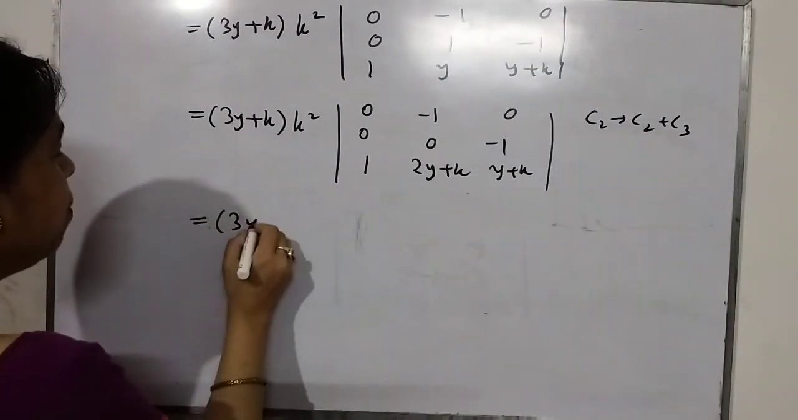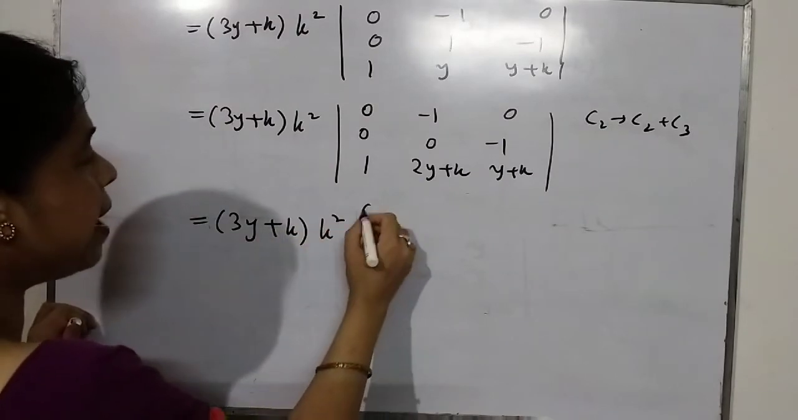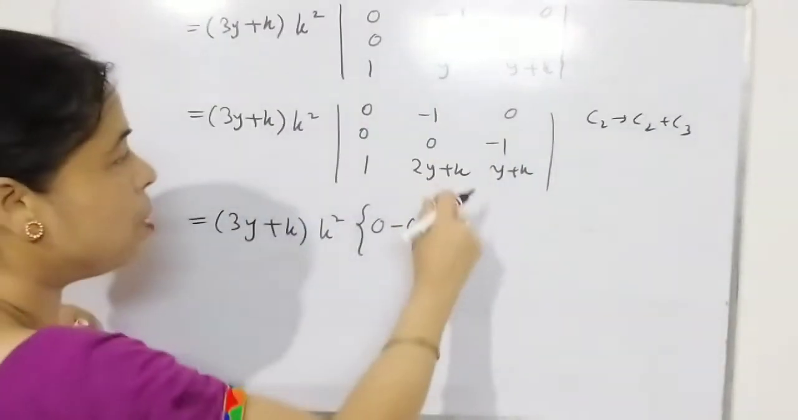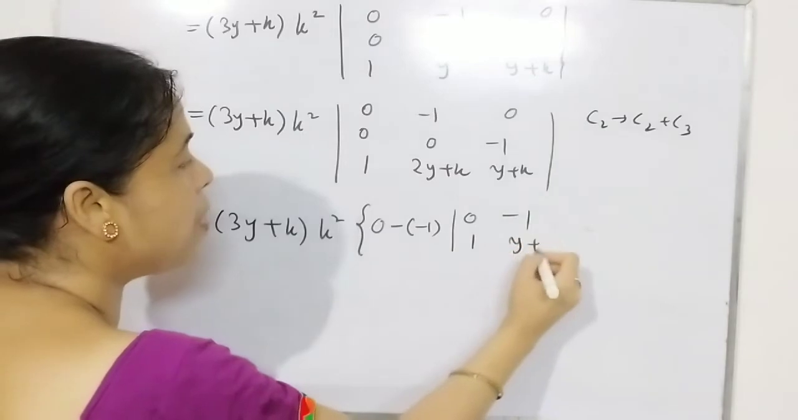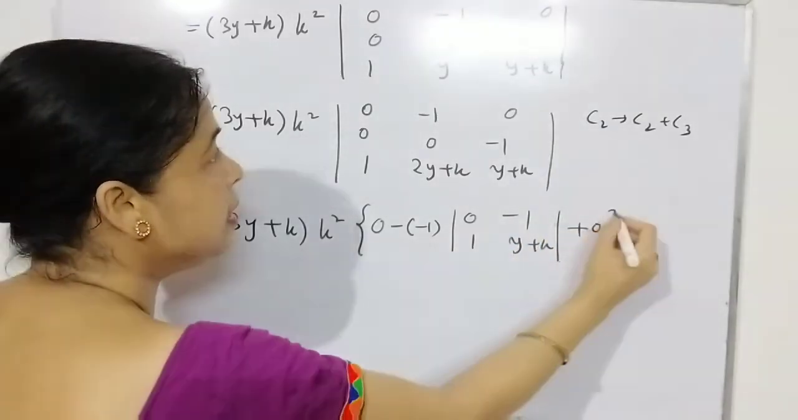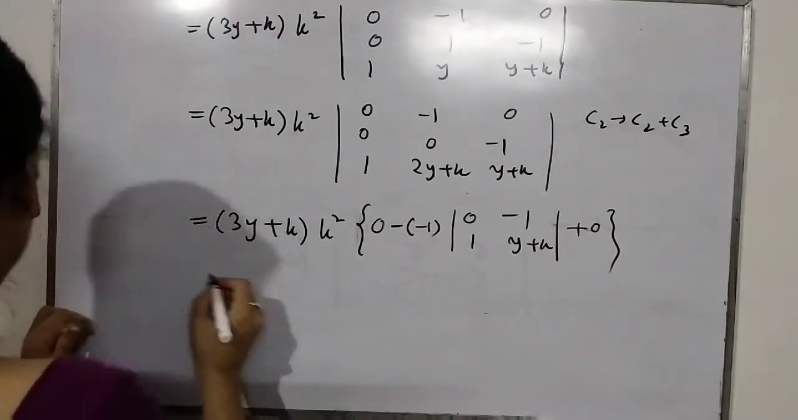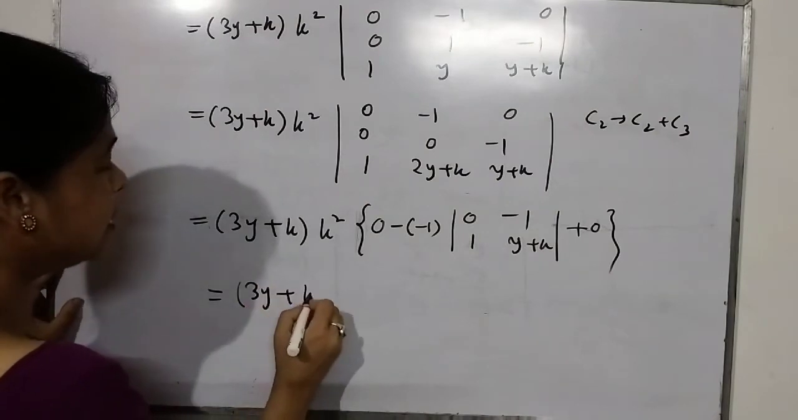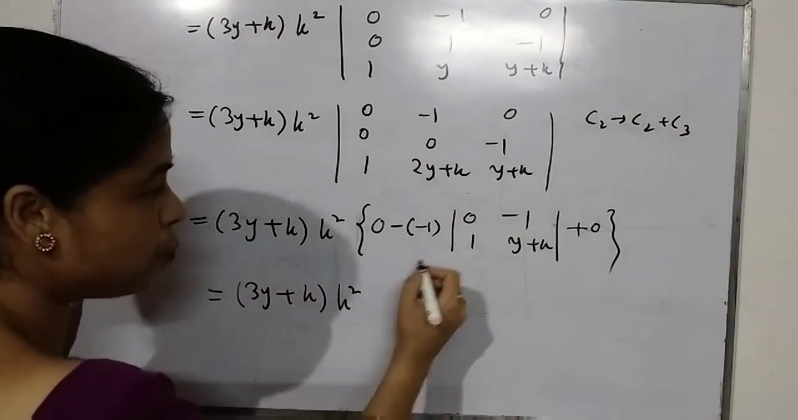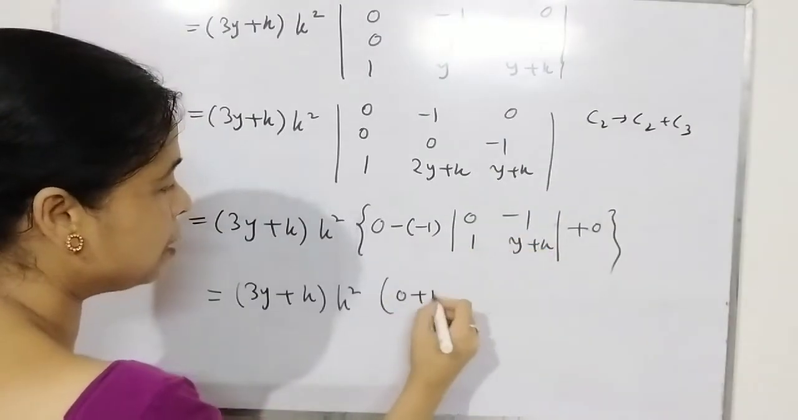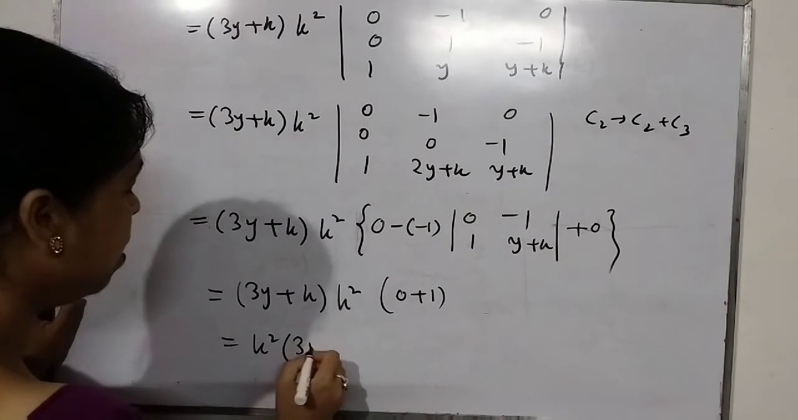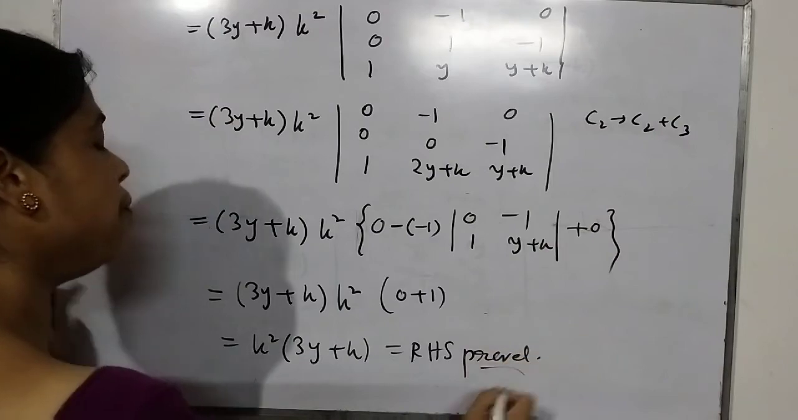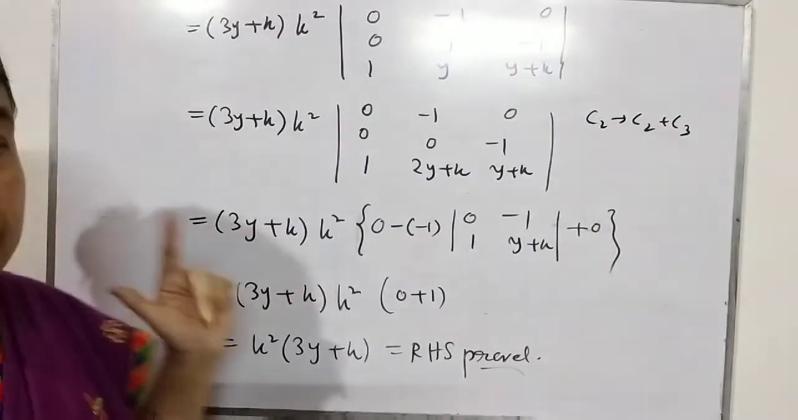Okay, so this is 3y plus k into k square. Expanding in terms of the first row. First is 0, then minus, you have to write the minus 1, with the row and the column deleted: 0, 1, minus 1, y plus k will be there. Plus 0. So what you have got? This is expanded: 3y plus k times k square, minus gives you plus 1. This is 0 minus plus 1. So we have got k square into 3y plus k, which is your right hand side, and this is proved. So question number 10 of 2, I have done the solution.